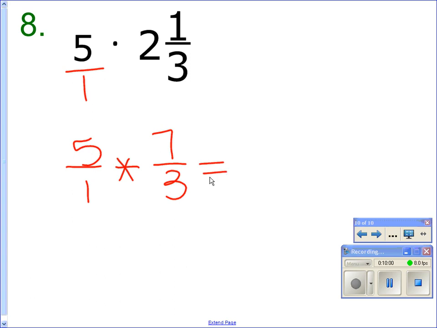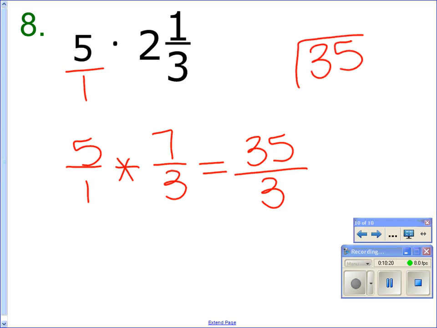No, it cannot. Remember, you always want to do numerator to denominator when you're simplifying. So we're just going to multiply straight across. 5 times 7 is 35. 3 times 1 is 3. What is this? An improper fraction. So we are going to divide 35 divided by 3 to get our mixed number.